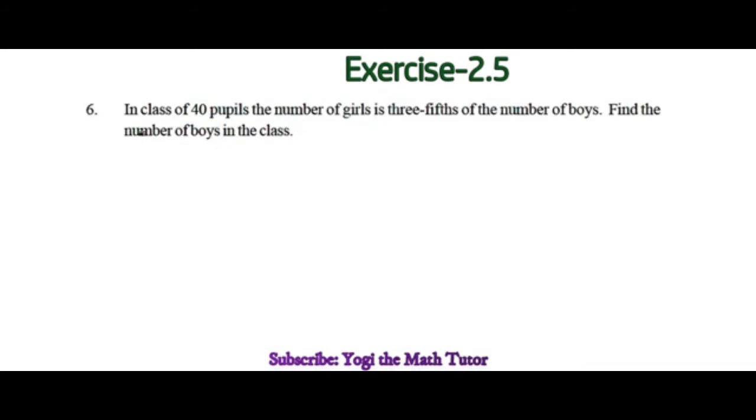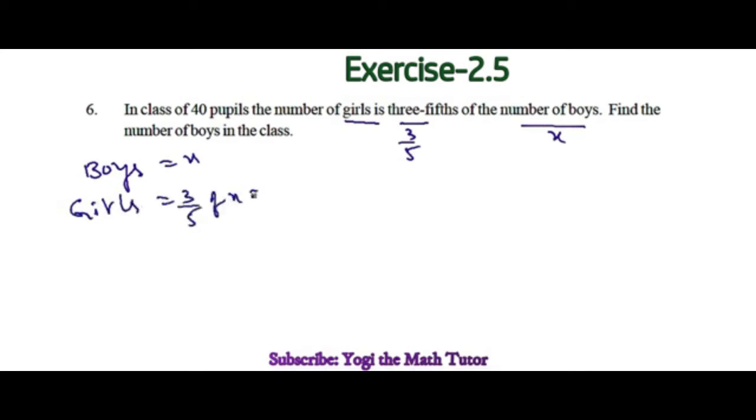The next question. In a class of 40 pupils, the number of girls is 3/5 of the number of boys. So you should take the boys as x. Now you should declare boys is equal to x. Then girls will become 3 by 5 of x, that is 3x by 5. Then the total pupils is equal to 40.